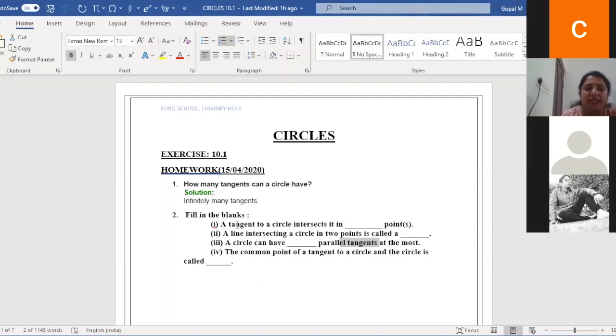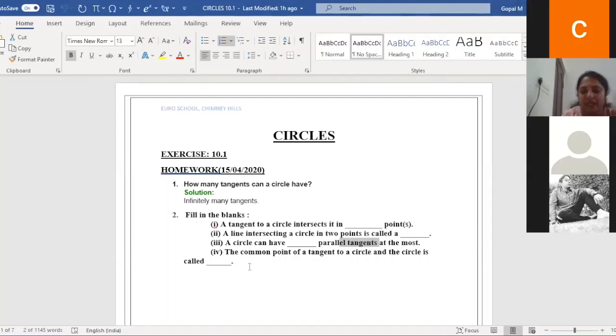So the first one: a tangent to a circle intersects it in one point. A line intersecting a circle in two points is called a secant. A circle can have two parallel tangents at most. The common point of a tangent to a circle and the circle is called the point of contact.